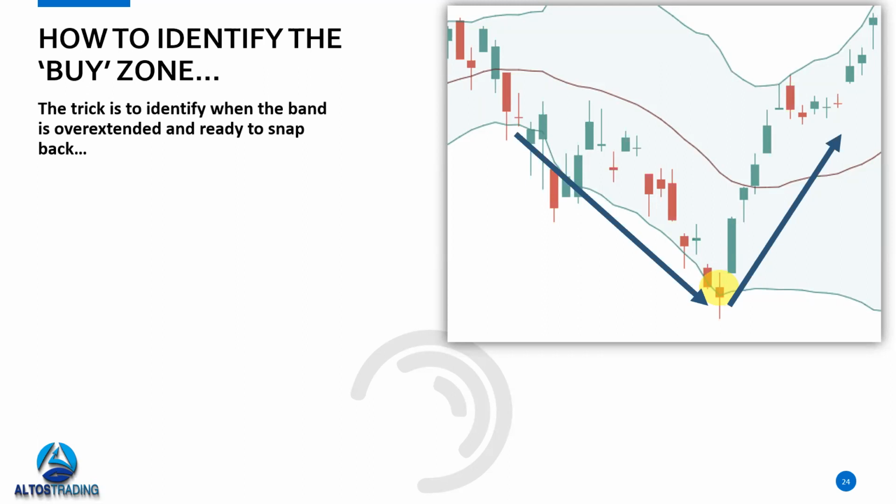Now the trick is to identify when the band is overextended and ready to snap back. Okay, so this is the slingshot. This is where we would be releasing the slingshot. The kinetic energy pushes the stone out and propels it forward, just like a trend in a market. And there's a number of ways to do this. You can use candlestick patterns. You can use support levels. You can use price action studies. You can use indicators. So there's a number of ways.